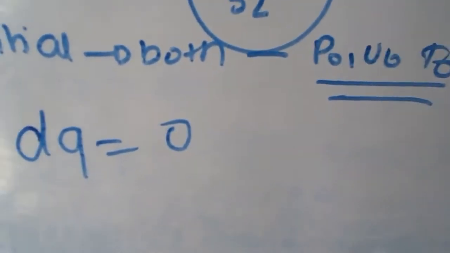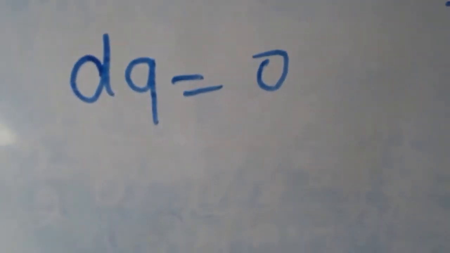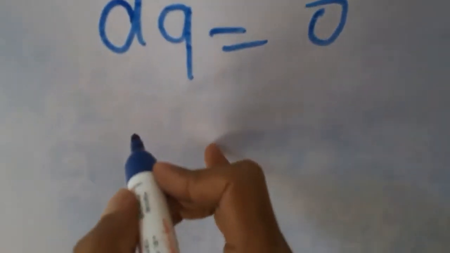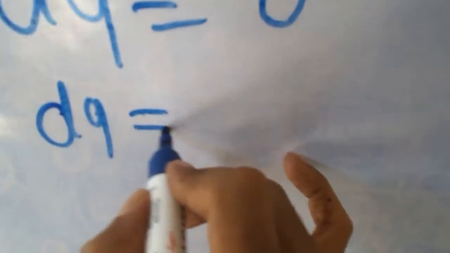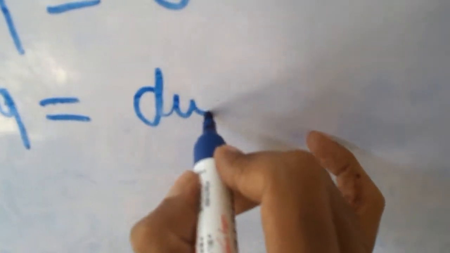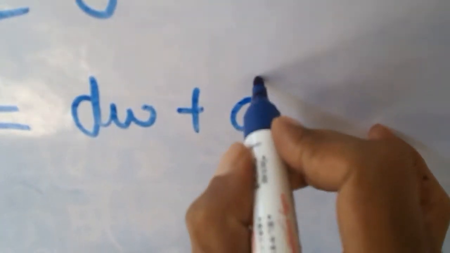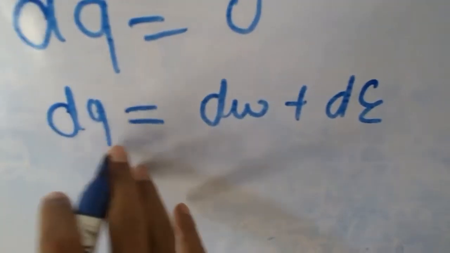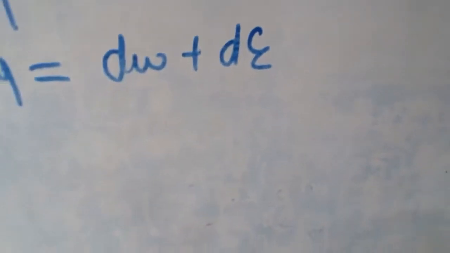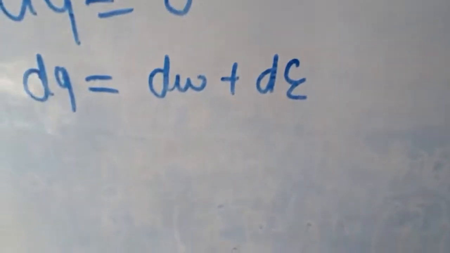Okay guys, so what is the first law of thermodynamics? The first law of thermodynamics is dQ is equal to dW plus dE. This is the first law of thermodynamics.